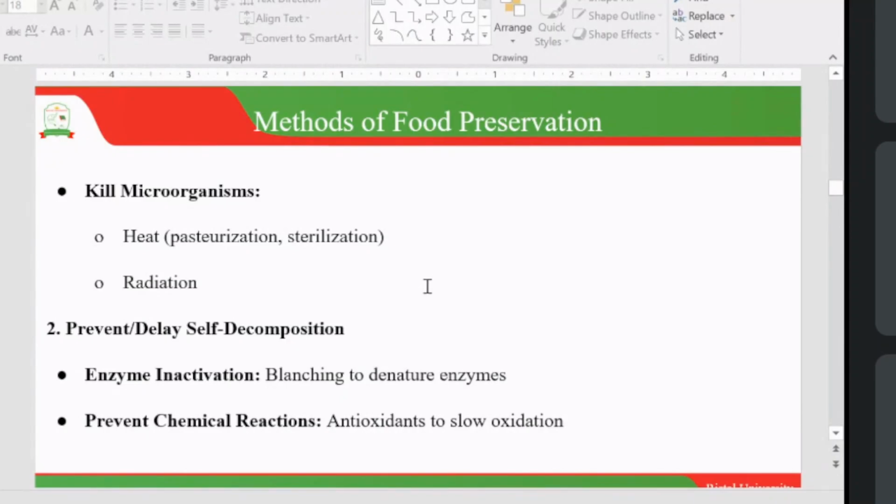where we are looking at blanching to be able to denature these enzymes. So when we expose these foods to heat for a short period of time, this cooking process is called blanching, and in most cases, this could be done to vegetables.